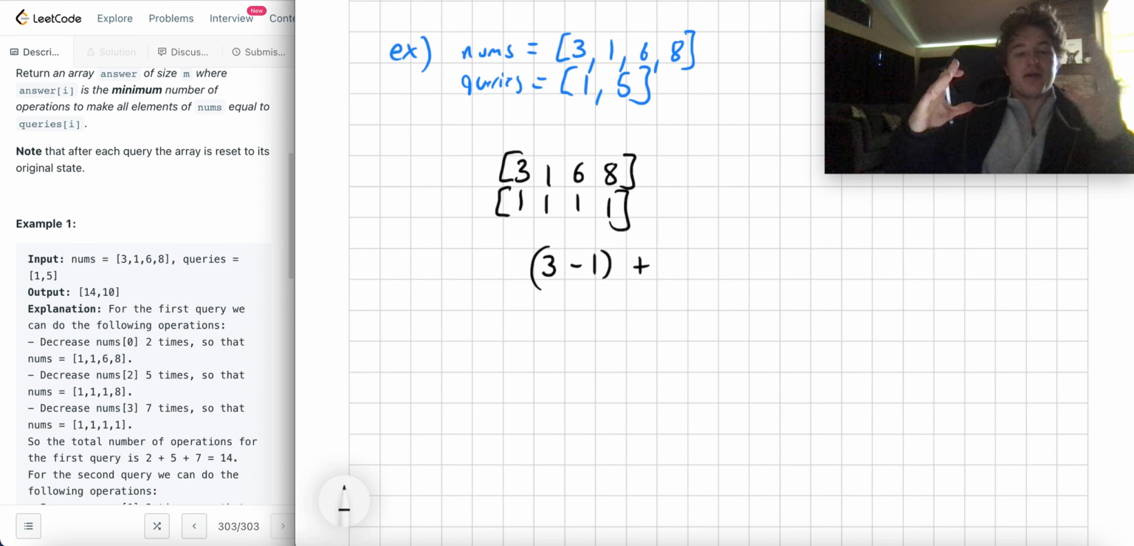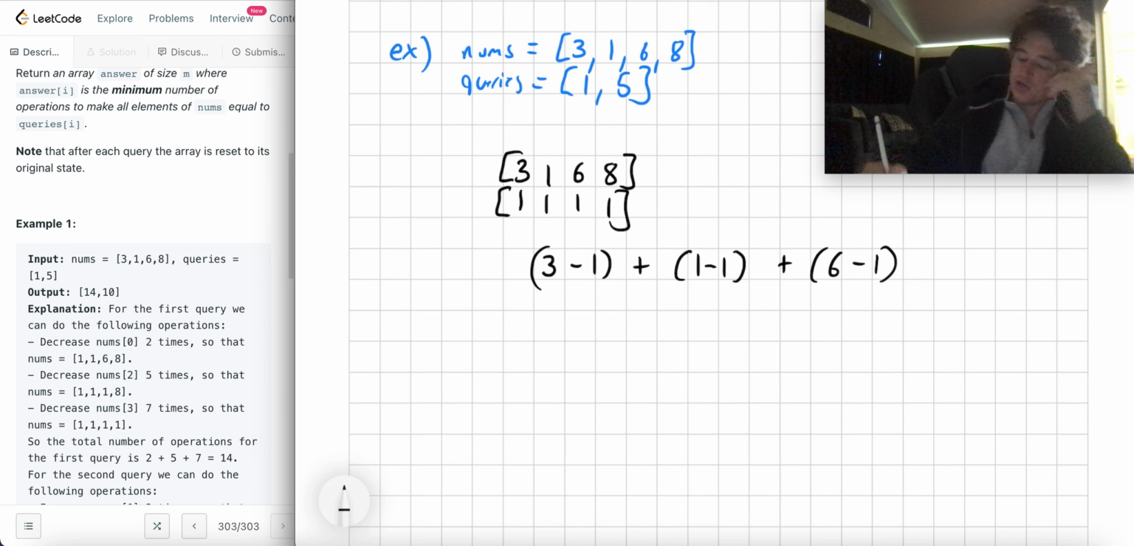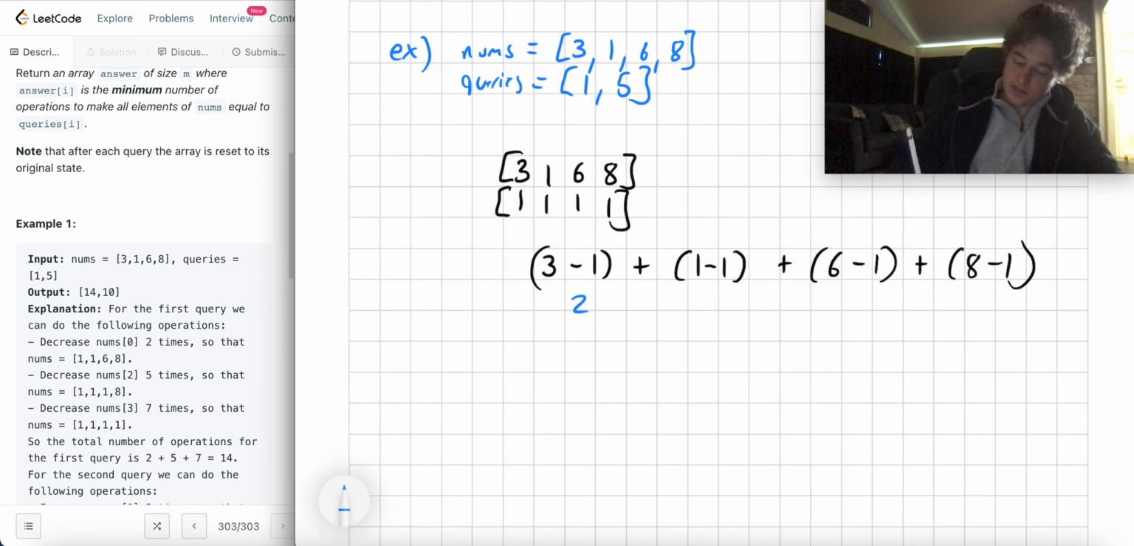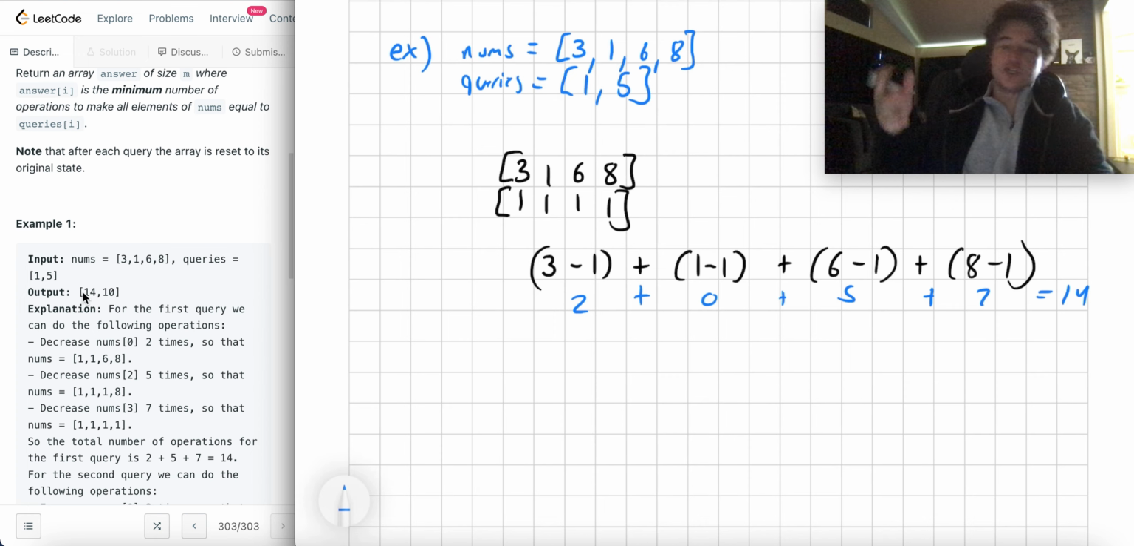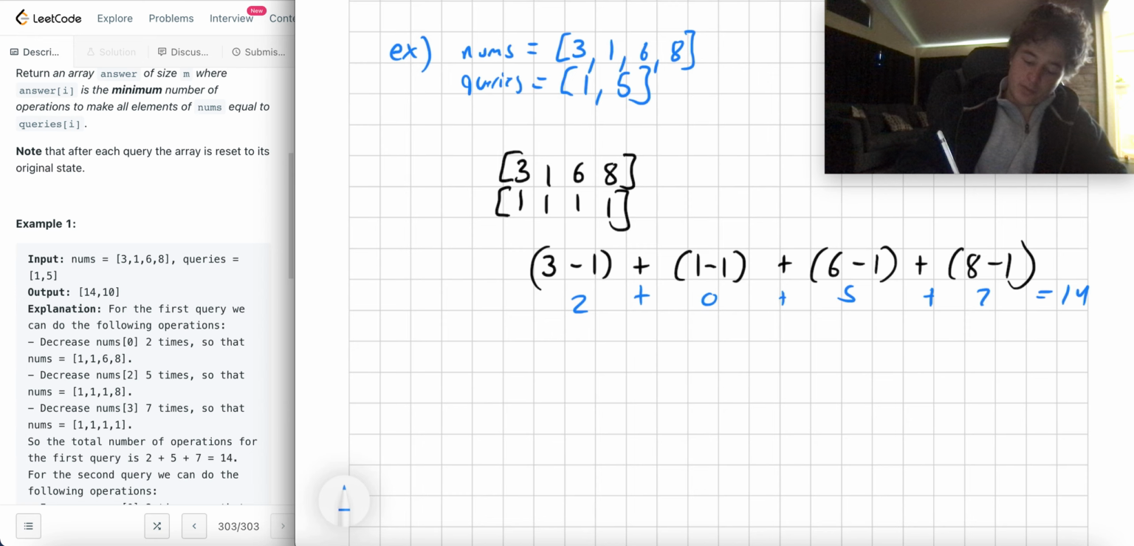Then I'm trying to figure out the total number of operations. To turn 1 into 1, I'm going to have to do 1 minus 1 steps, which is nothing. To turn 6 into 1, 6 minus 1 operations. To turn 8 into 1, 8 minus 1 operations. Because all I can do is decrement by 1, it's just the difference between them. So this is 2, this is 0, this is 5, and this is 7. If we add all these together, we get 14, which is why that's the answer for the first query. The array is not now all ones. It's the initial array again, and we do the operation for 3, 1, 6, and 8.